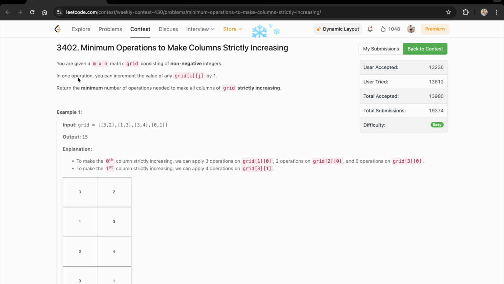In this we are given a matrix or grid of size m by n consisting of non-negative numbers. In one operation you can increment the value of any grid[i][j] by 1, and we have to return the minimum number of operations needed to make all the columns of the grid strictly increasing. What does strictly increasing mean? Strictly increasing means like 1 2 3 4. Increasing means 1 1 1 1 is also increasing, but strictly increasing means there should be a difference of at least 1.